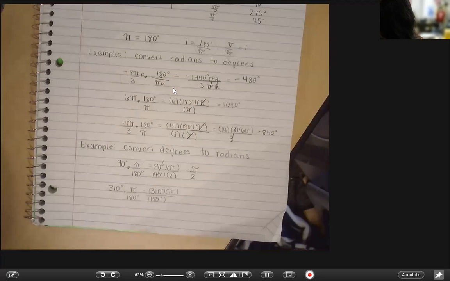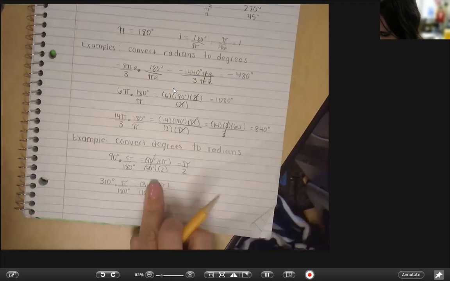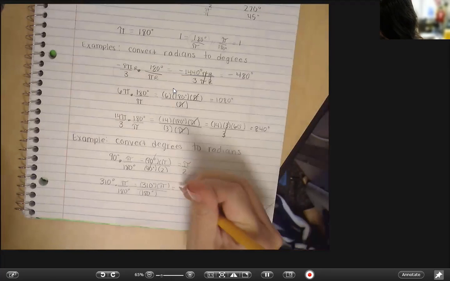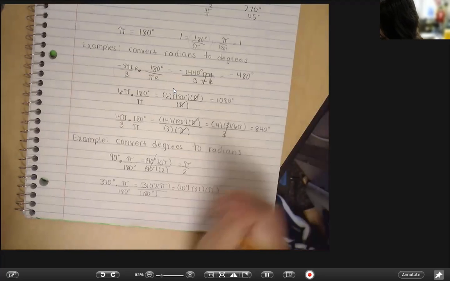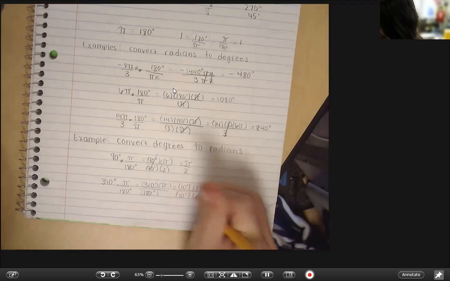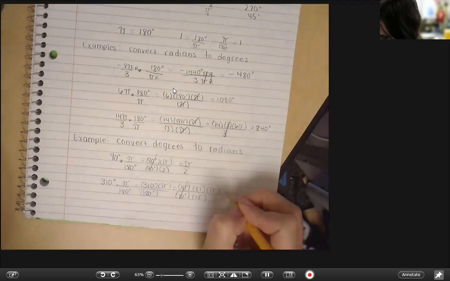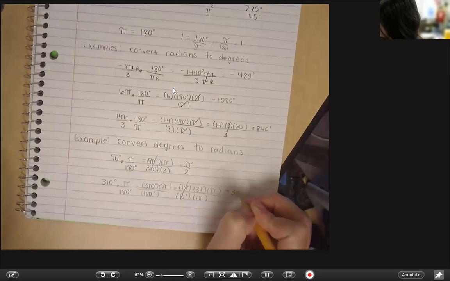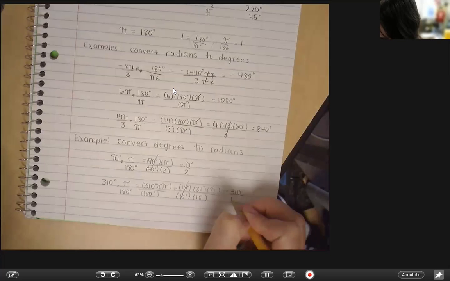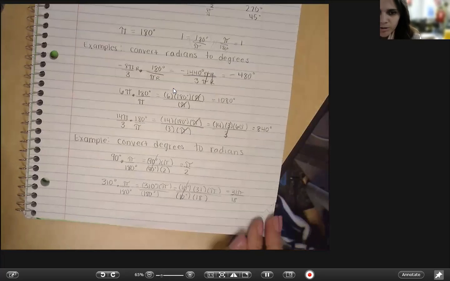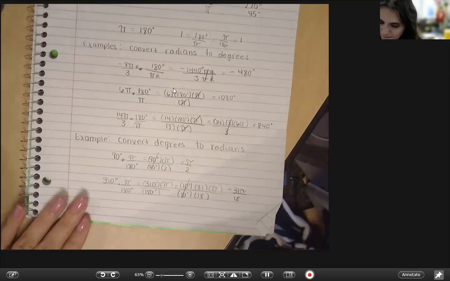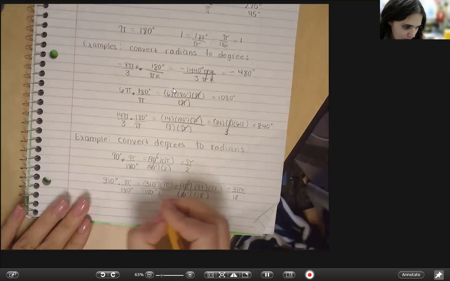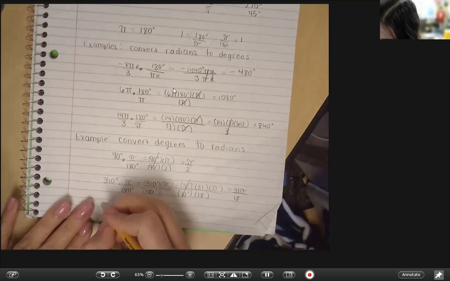Well, there's not much, but I can reduce these both by 10, right? I could take out a 10. I could make this 10 degrees times 31 times pi all over 10 degrees times 18. And then cancel those out, and I'm left with 31 pi over 18. And 31 is a prime number, so I know that's it. I'm done for that problem. All right, let's try another one. Let's try negative 800 degrees.